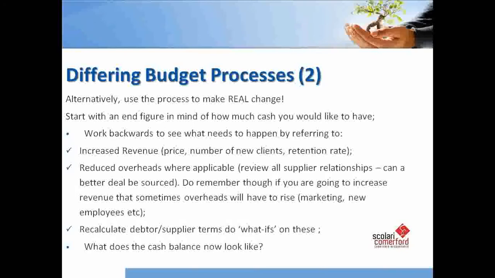Again, remember that if you're going to increase your revenue, sometimes overheads will have to rise, such as marketing and new employees, etc. And then we need to recalculate our debtor supply terms and do what-ifs on these. So if we know that on average we're only getting paid every 52 days, then we need to work out, can we fix this and improve the cash flow by changing those key drivers and formulas, and what will the cash balance look like at the end?